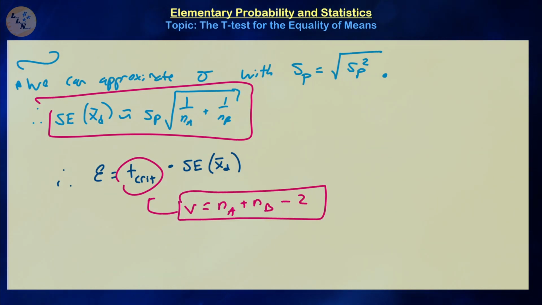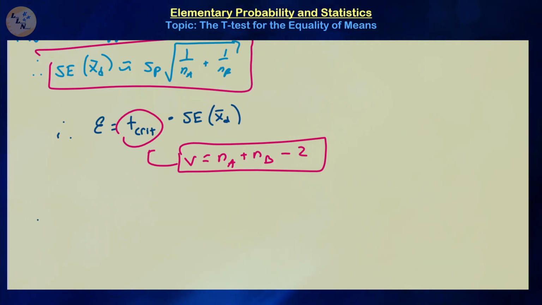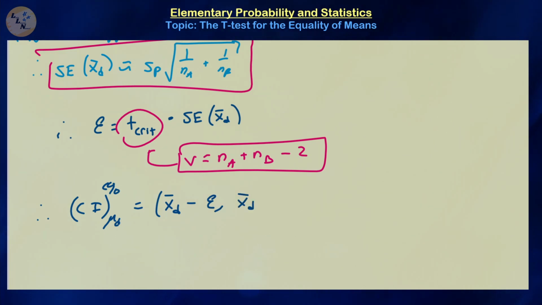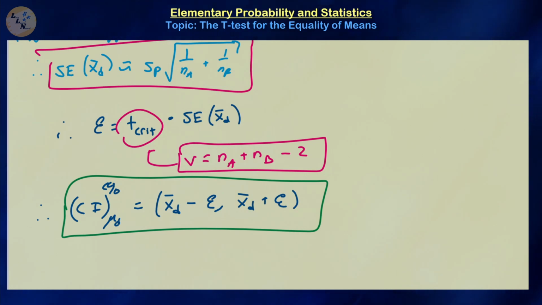All right? So once we have the margin of error, the confidence interval for the differences of means under this level of confidence, under the pooled variance approach, has the same exact structure as before: x bar d minus epsilon and x bar d plus epsilon, and the conclusions for this will be the same.